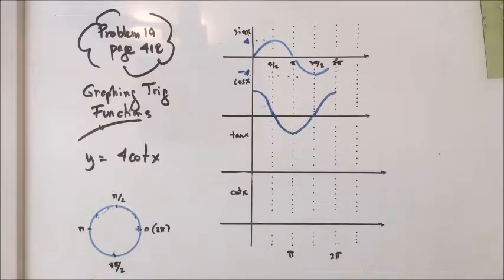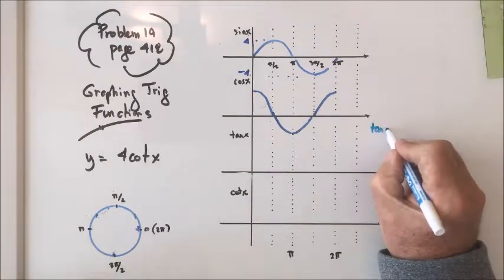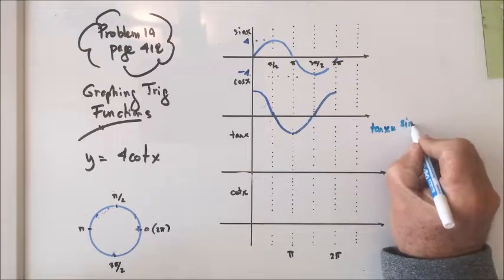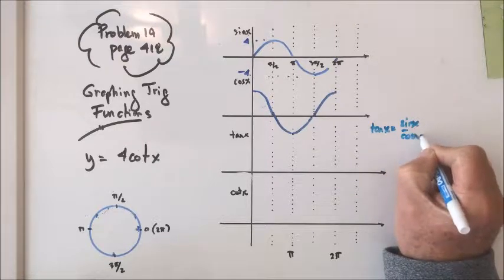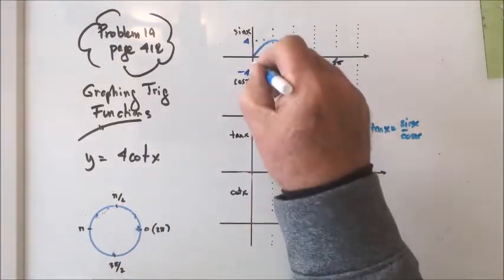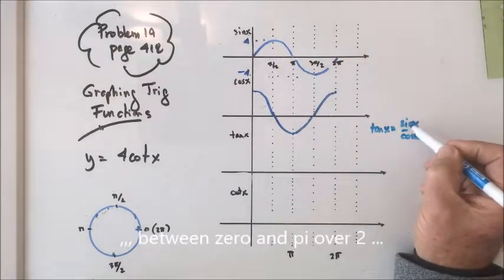So, how about the tangent of x? What do we do now? Well, we've got to remember for the tangent of x that the tangent of x is just the ratio of the sine of x to the cosine of x. So let's just think about what's happening between 0 and 2 pi.